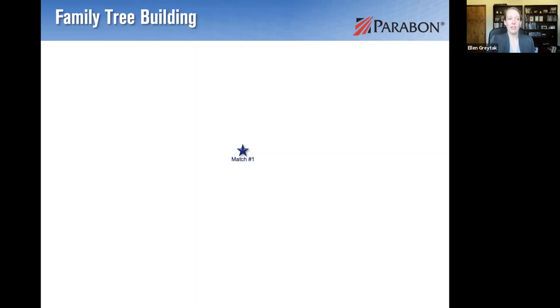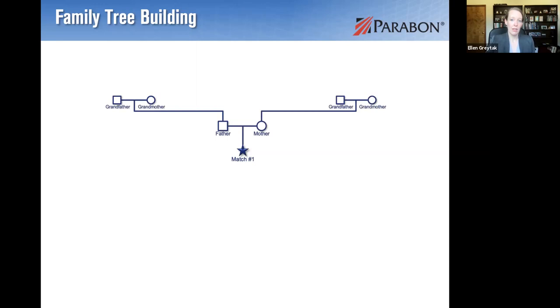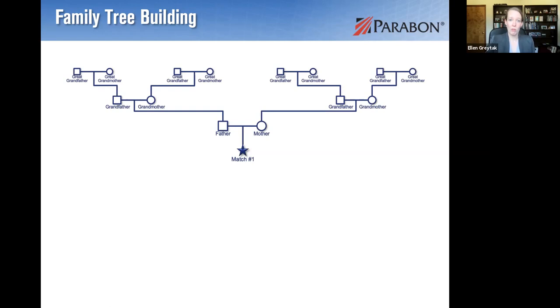So building that family tree first back in time and then forward in time. So we're not interested in match number one's great grandparents. We're interested in their second cousins. So we need to then build forward in time.